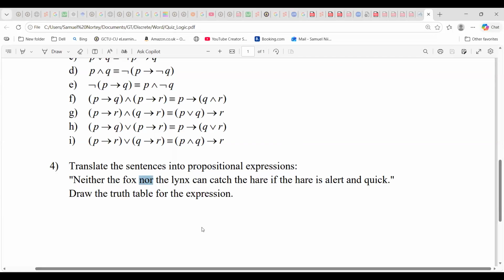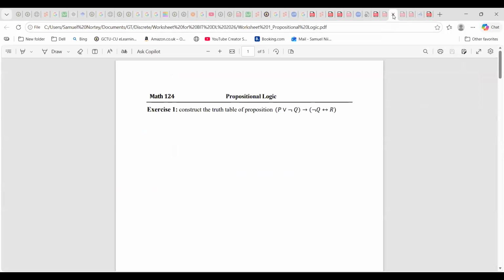So this is what I want you to do as a group. Then the last one is the worksheets. Please, the worksheets, there are a lot, but I only give you one.